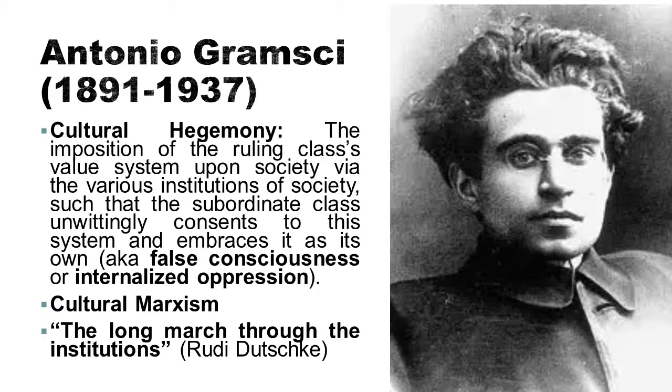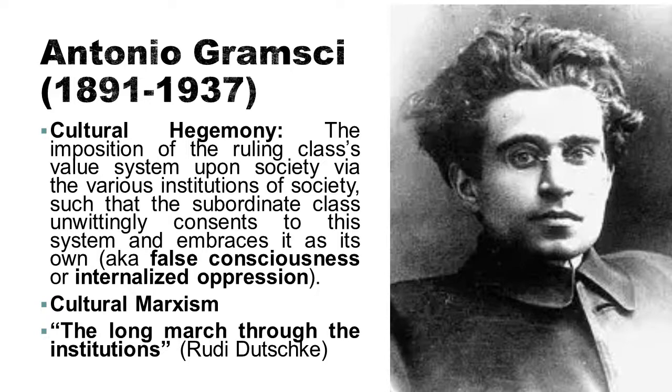But during his imprisonment, he wrote several notes on his reflections on society and Marxism, and he was trying to make sense of why the proletariat revolution never happened. And here was his conclusion. He develops this notion called cultural hegemony. Cultural hegemony is, here's my definition of it, the imposition of the ruling class's value system, their ideology, upon society via the various institutions of society, such that the subordinate class unwittingly consents to this system and embraces it as its own. Other thinkers have called this false consciousness. For example, Friedrich Engels called it false consciousness. It's also, in more recent years by critical theorists, called internalized oppression.